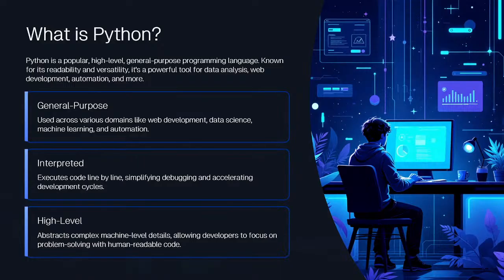Now, it's also a high level language. What does it mean? It means that we don't need to do much coding and worry about the complicated machine level details. We don't have to specify that this is for hardware or this is for software. Python is a high level language and we don't need to worry about that much complicated machine level detail in this.